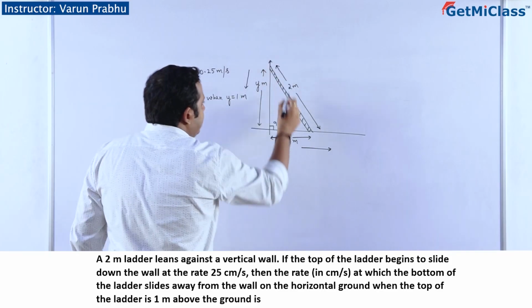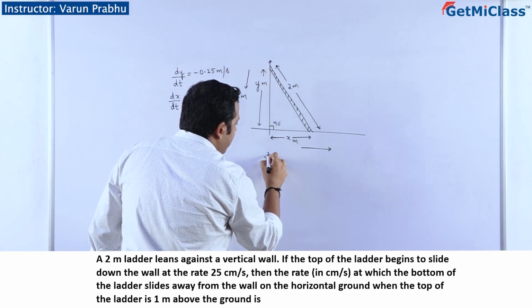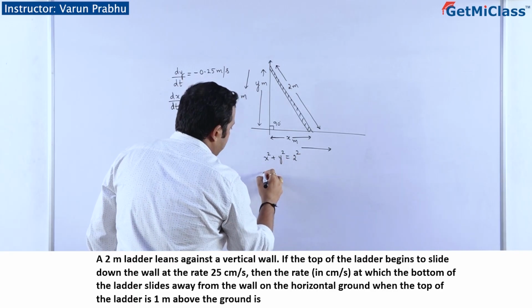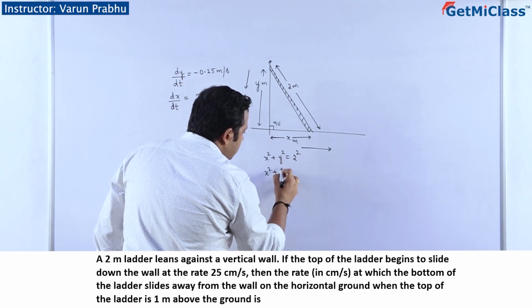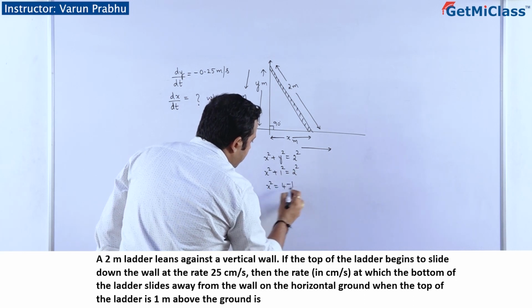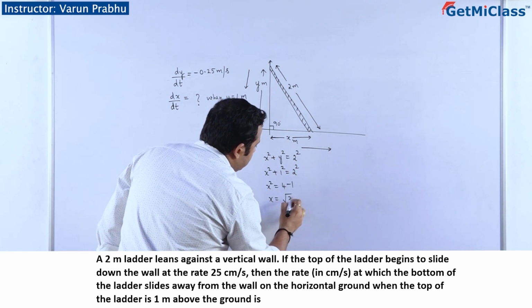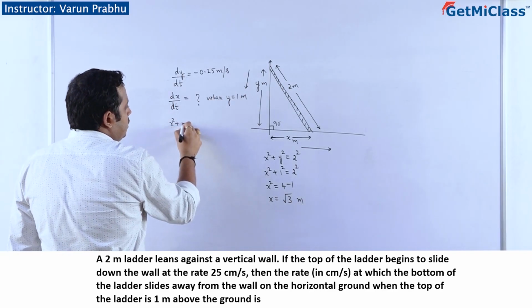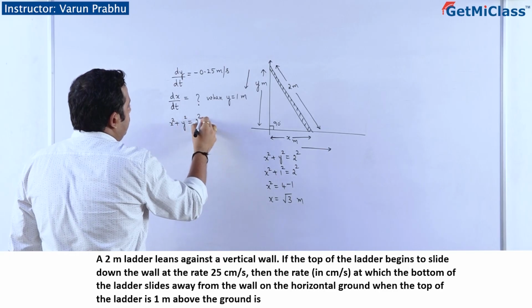So now if you look at this particular figure, I can easily apply Pythagoras theorem. x square plus y square is equal to 2 square. So x square plus 1 square is equal to 2 square. So x square is equal to 4 minus 1. So your value of x is equal to root 3 meters. Now again you see here, x square plus y square is equal to 2 square.